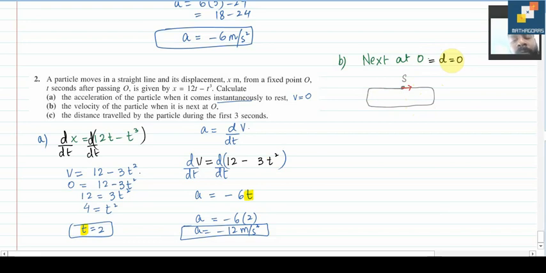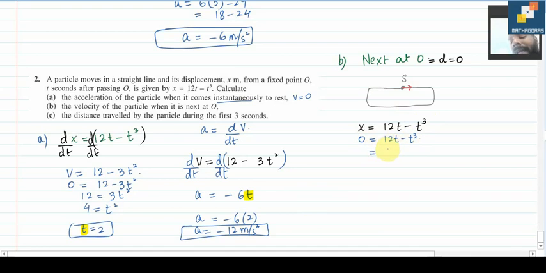Alright. Now we have the expression for displacement. It's given 12t minus t cube. So for the condition next at O, we know that the displacement is 0. So instead of x, I will place 0 here, which is equal to 12t minus t cube. Now we need to solve this equation.